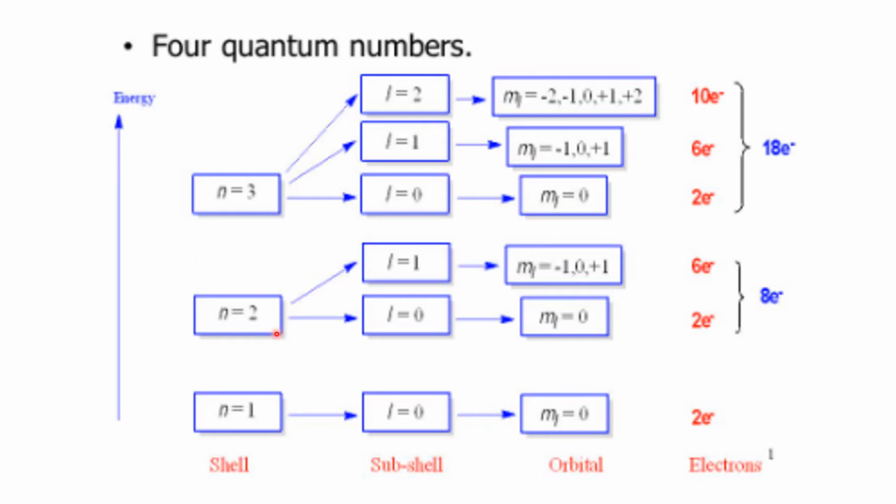Similarly, if n is equal to 2, the values of l would be 0 and 1. The ml value would be 0 for l equal to 0, and for l equal to 1, it would go from -1, 0 and +1. Each orbital can have a maximum of 2 electrons. So here there is only one orbital, so there are 2 electrons. Here there are 3 orbitals, so they can have a maximum of 6 electrons. So n equal to 2 can have a maximum of 8 electrons, and n equal to 3 can have a maximum of 18 electrons.